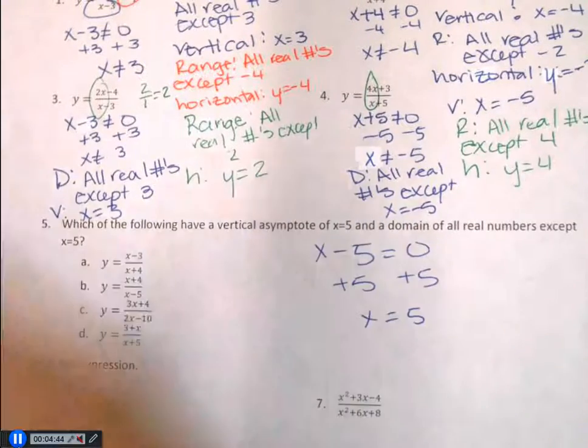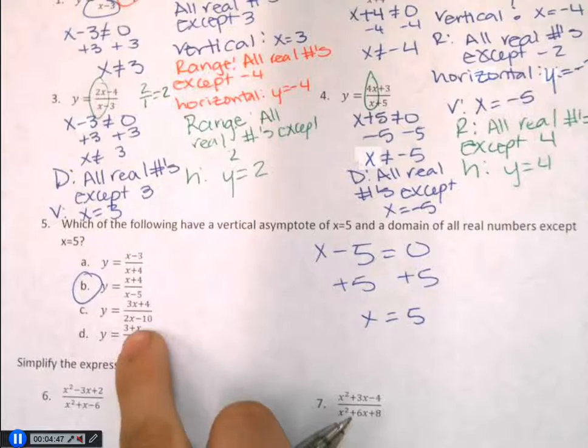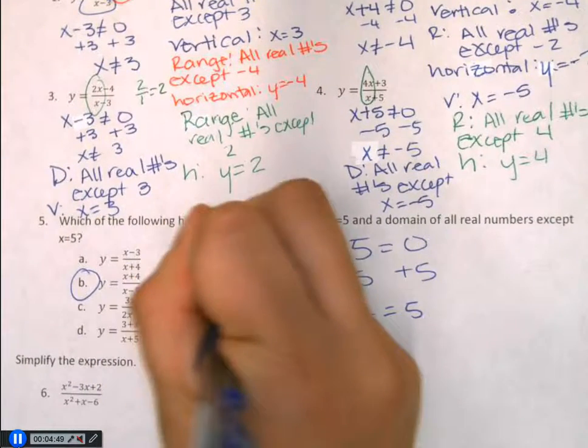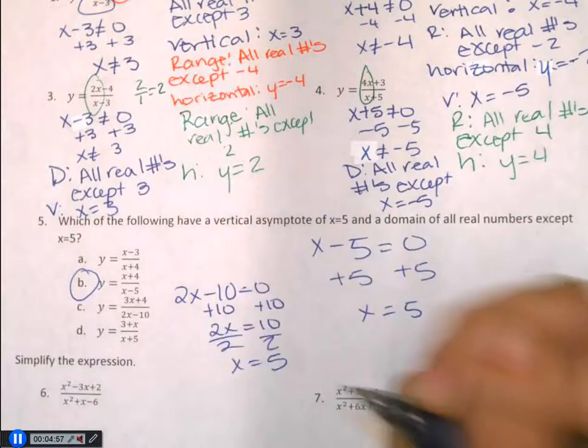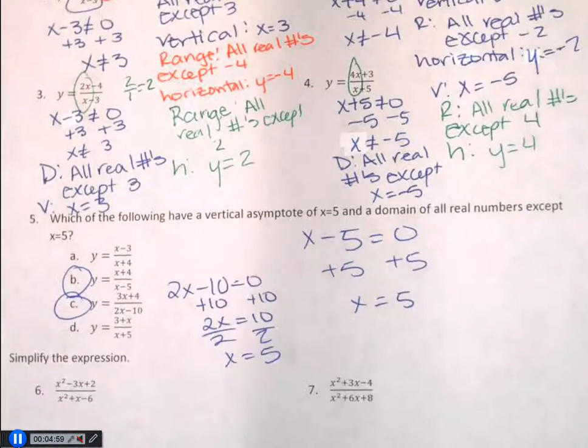So this one is B, and then if I take a look at C, if I also set this one equal to 0, and I add 10 to both sides, I get 2x equals 10. Then I divide by 2 on both sides, and I get x equals 5. So this one also works too. Okay.